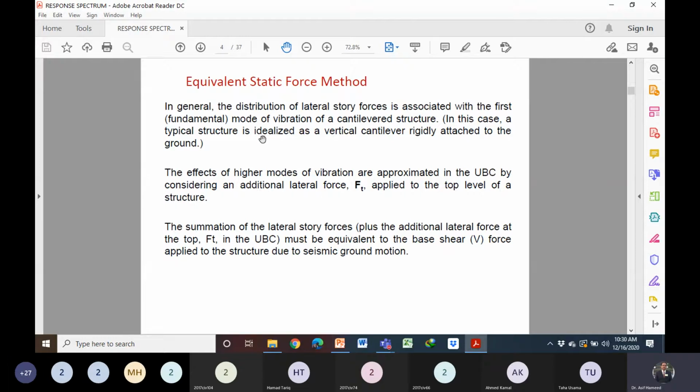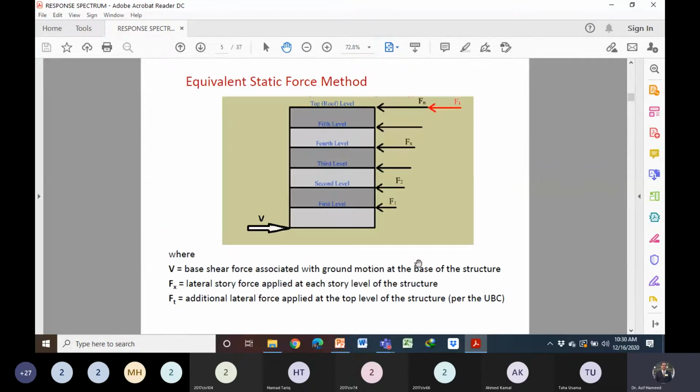So mainly these lateral forces are associated with the first mode of vibration. But if the time period is more than a certain value, or the height is more than a certain value, in that case, the code gives us another formula to calculate the additional lateral force, and that additional lateral force is to be applied at the top level of the structure. And please note down: the sum of all the lateral forces and the additional lateral force at the top level must be equal to the base shear, which is the total lateral force at the base of the structure.